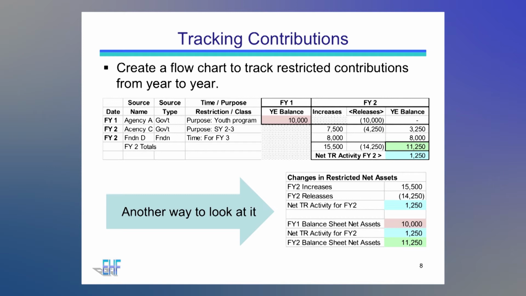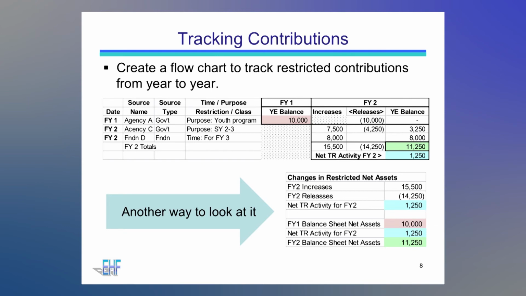$4,250 of the Agency C funds were released to pay for the part of the school year that was in fiscal year 2. The remaining $3,250 carries over to fiscal year 3 to cover the second part of the school year. All $8,000 of Foundation D's funds carry over into fiscal year 3 as restricted by the foundation. In this example, releases were less than new contributions, so the net from the restricted activity was positive.